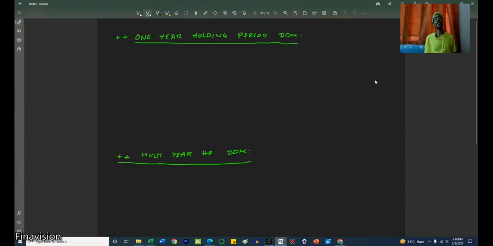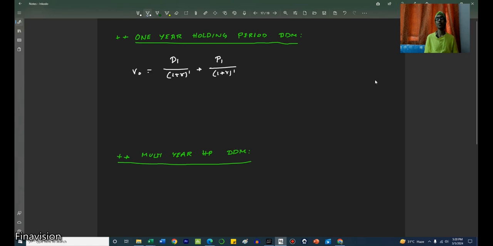Friends, now we will look at the DDM model being applied to a holding period of 1 year. How does that work? Let's say you are investing in a company where you expect a dividend D1 to be given to you over a period of 1 year, and at the end of the period the price will be P1 for that company, right? So your valuation becomes D1 by (1 plus R) to the power 1, plus P1 by (1 plus R) to the power 1.